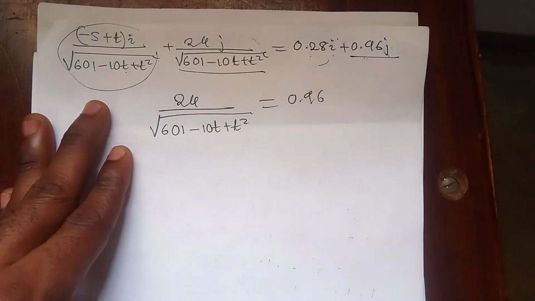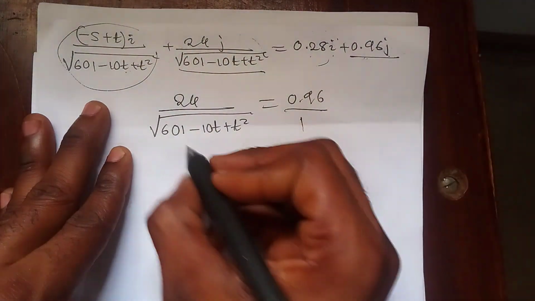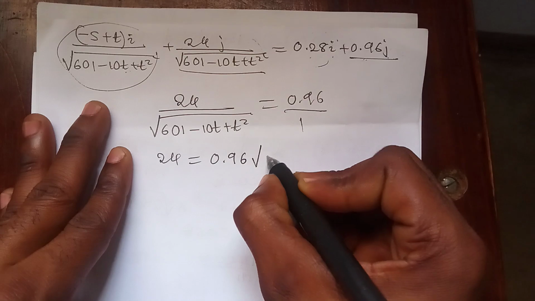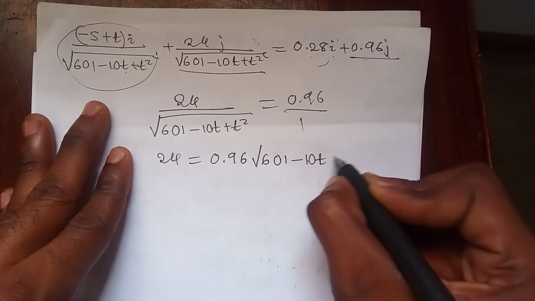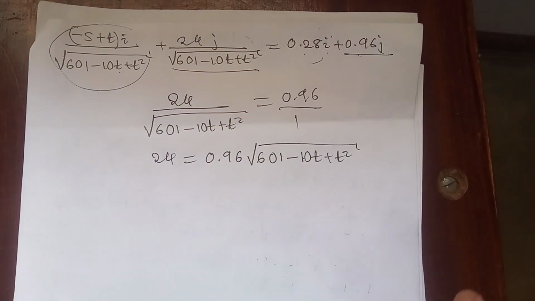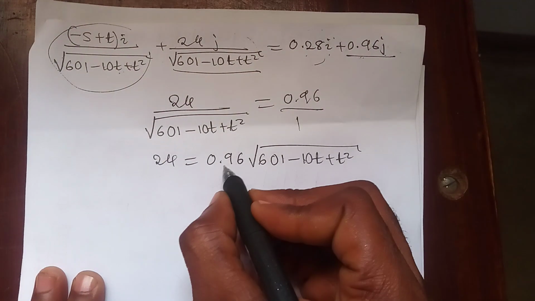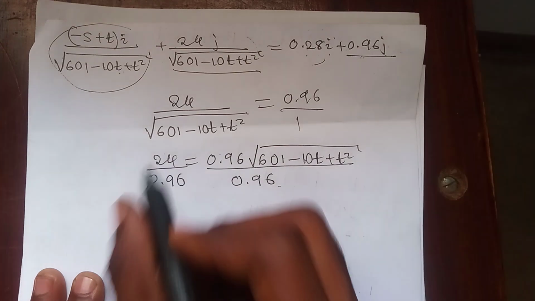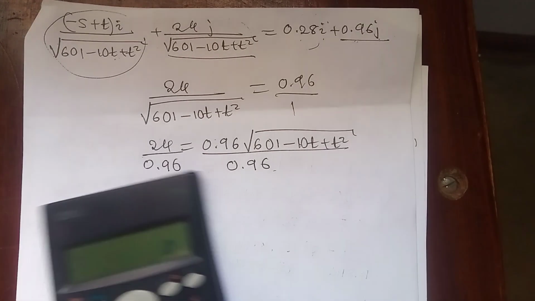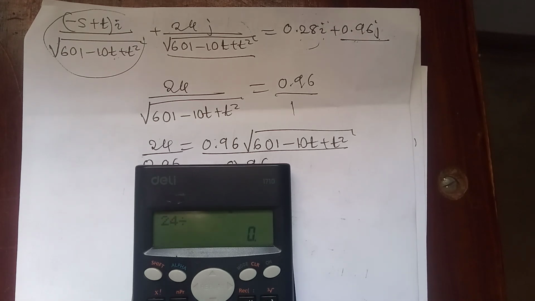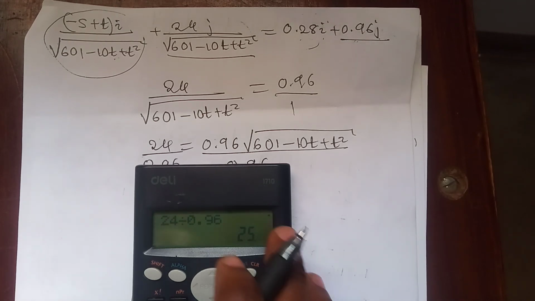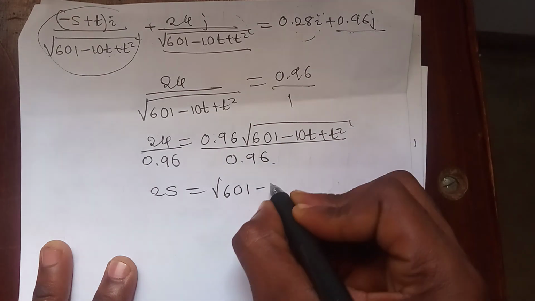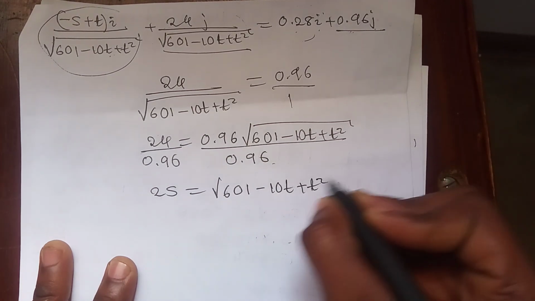So to solve this, you can cross multiply. So you say 24 is equal to 0.96 times the square root of 601 minus 10t plus t squared. And then to make it easier for me, I can just divide both sides by 0.96, because I know that this one can go into this just fine. So we can say 24 divided by 0.96, this is 25, is equal to the square root of 601 minus 10t plus t squared.